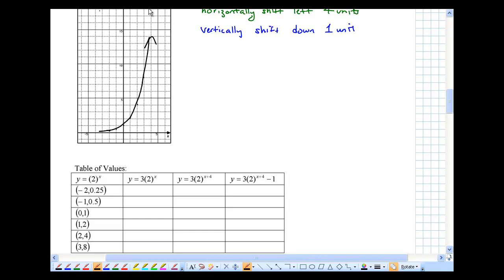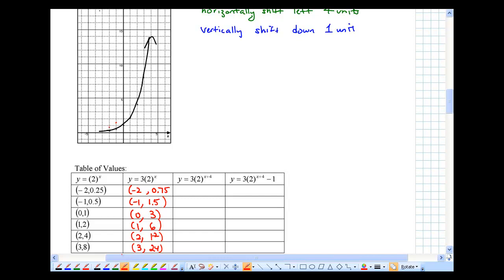The 3, once again, means that all my x values stay the same, but my y values get multiplied by a factor of 3. So instead of 0.25, it's 0.75. Instead of 0.5 times 3, it's 1.5. Instead of 1, it's now 3. 2 is 6. 4 is 12. And 8 is 24. So if I were to plot these values, 2 is 0.75.